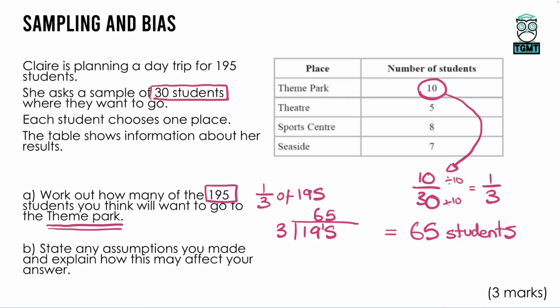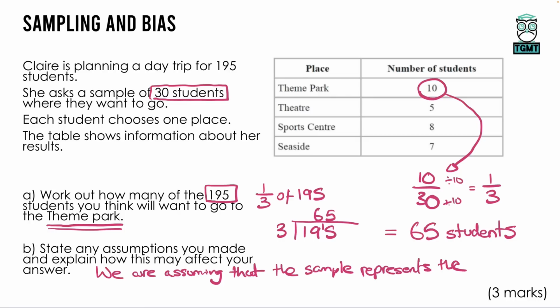For part B, it says state any assumptions you made and explain how this may affect your answer. Now, when we do this, we are assuming that the students in the sample represents the rest of the students that are going on the trip. So we are assuming that the sample represents the rest of the students. Now it says here, how might it affect your answer if our assumptions essentially are not correct?